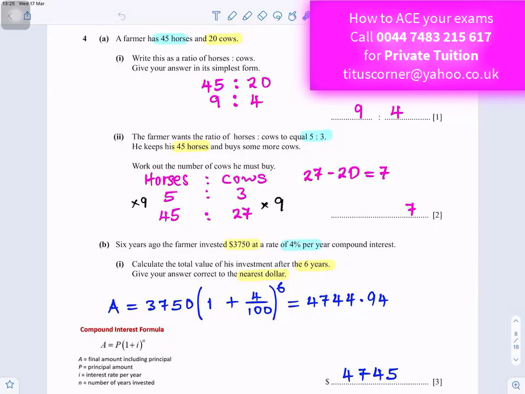So we want to put in A. A is the final amount, which you get at the end. And we want to get the principal. The principal, the one you invest, is $3,750 times bracket 1 plus 4, which is the interest, divided by 100 to get it to decimal, to the power of 6 years. Put that in your calculator, you get 4744.94, which is $4,745 to the nearest dollar. That's what they want.